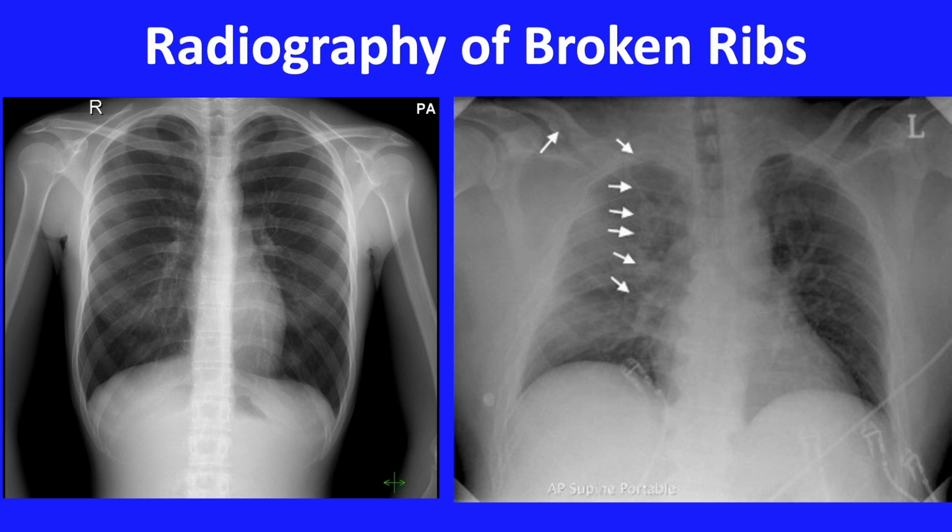Rib fractures can be discerned in conventional chest films. Look closely at the two films. On the left, I show a normal chest film. On the right, the arrows mark where multiple rib fractures are present, including a fracture of the clavicle. With experience, you can easily detect these fractures.